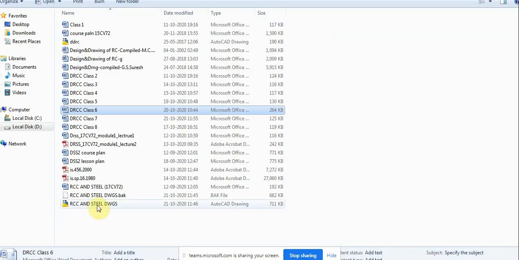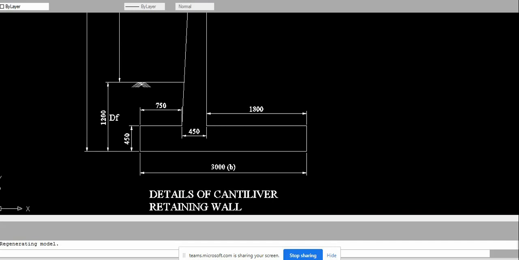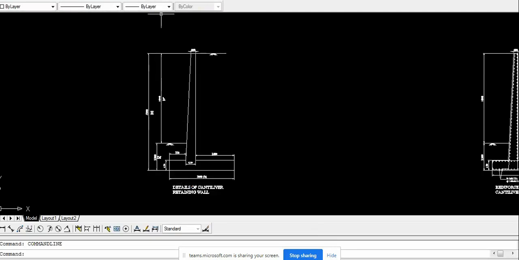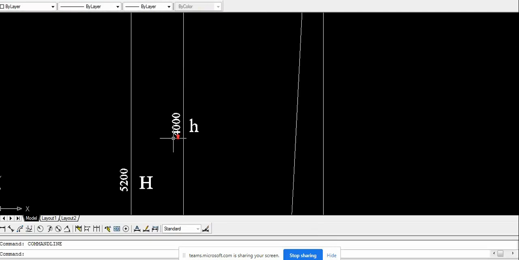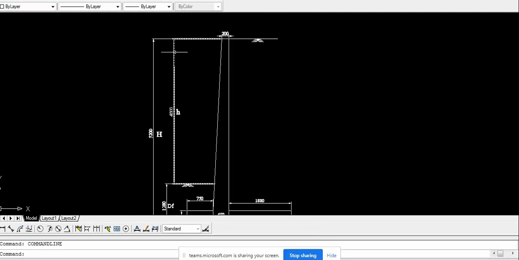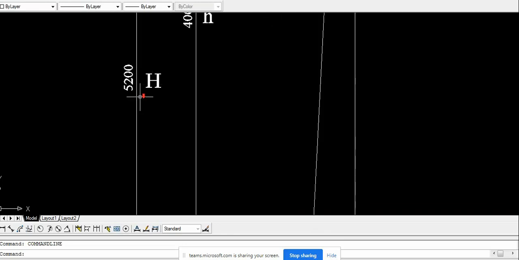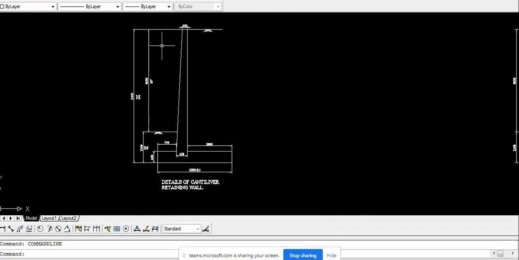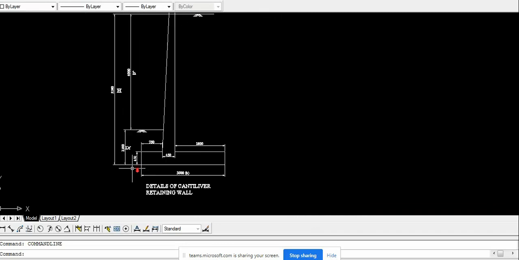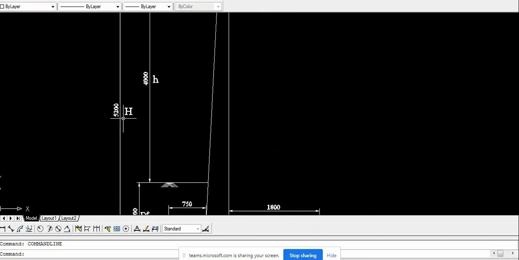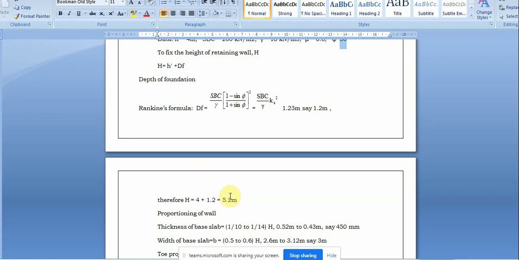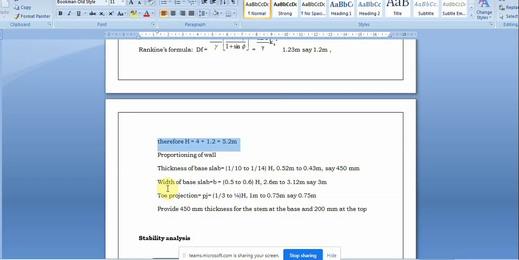That we can see in the diagram here. Yes, we can see the diagram. The height was given as 4 meters above ground level. So the depth of foundation we found as 1.2 meters. So capital H total will be 5.2 meters from the top of the ground to the foundation bed. We get height of retaining wall H as 5.2 meters. This is what we have found here.